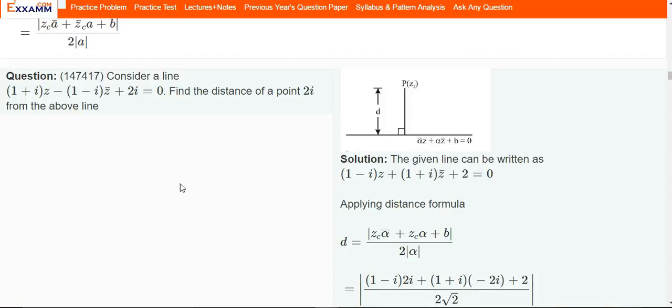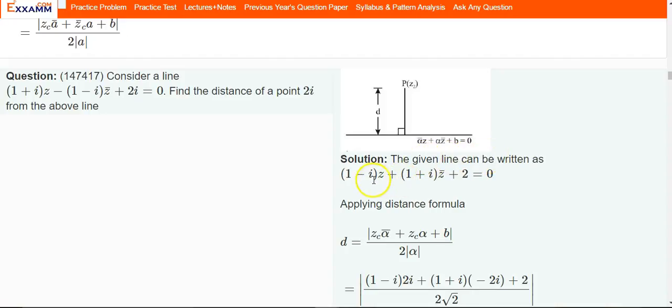Now let us take a very simple example in which we will be putting the values in the formula, but it would reinforce our understanding of this particular formula, that is the distance between a point and a line. We know that if the equation of the line is alpha bar z plus alpha z bar plus b, and the coordinate of the point is say z2, then in that case we have to just put the value of z2 here instead of z, take the modulus and divide it by 2 modulus of alpha.